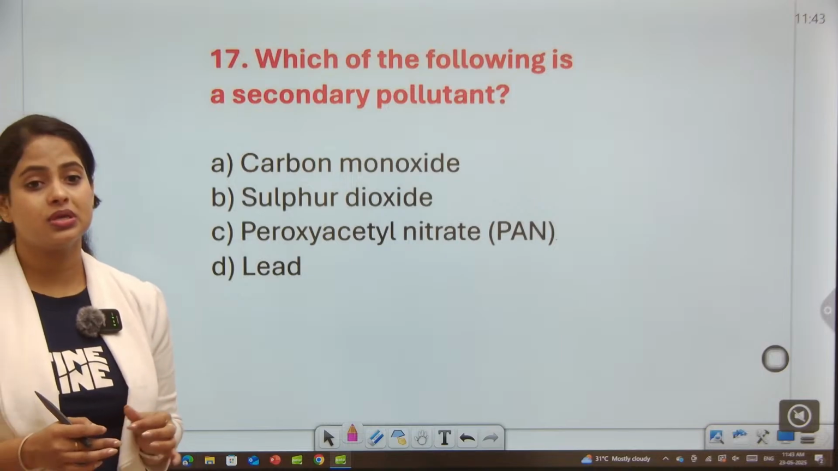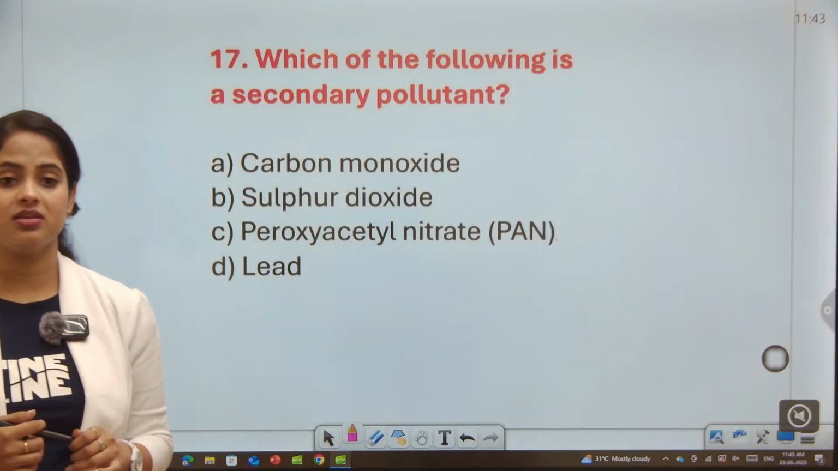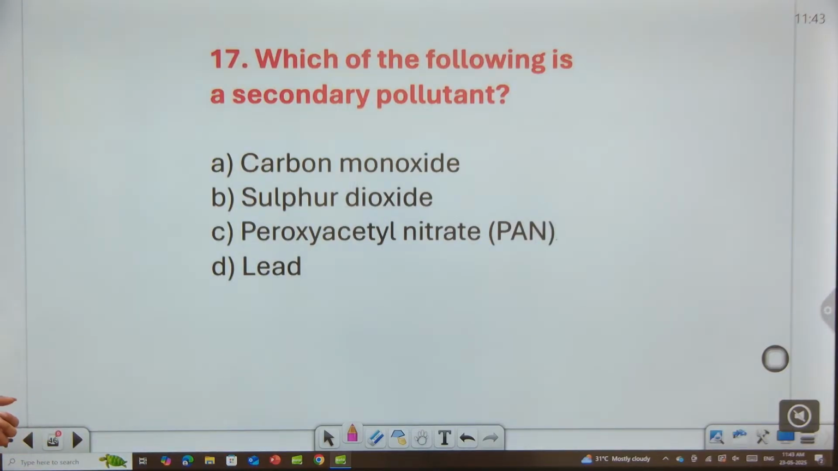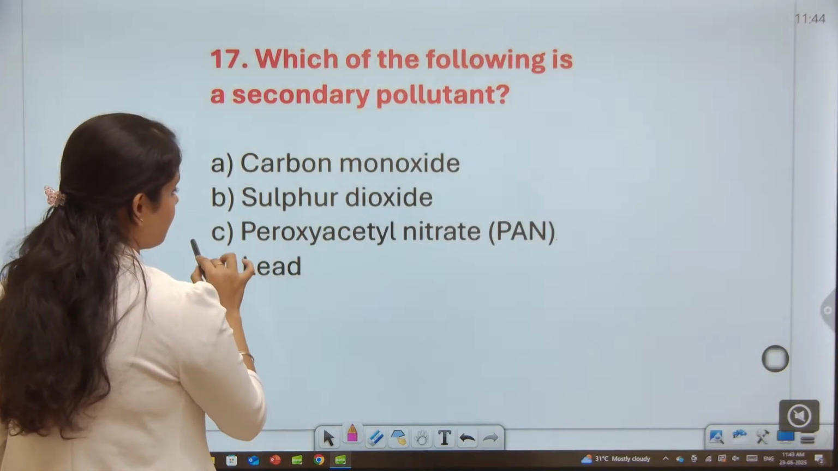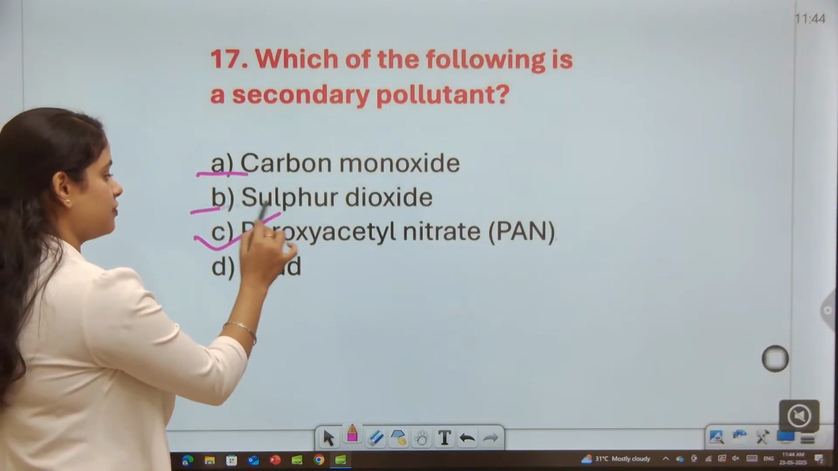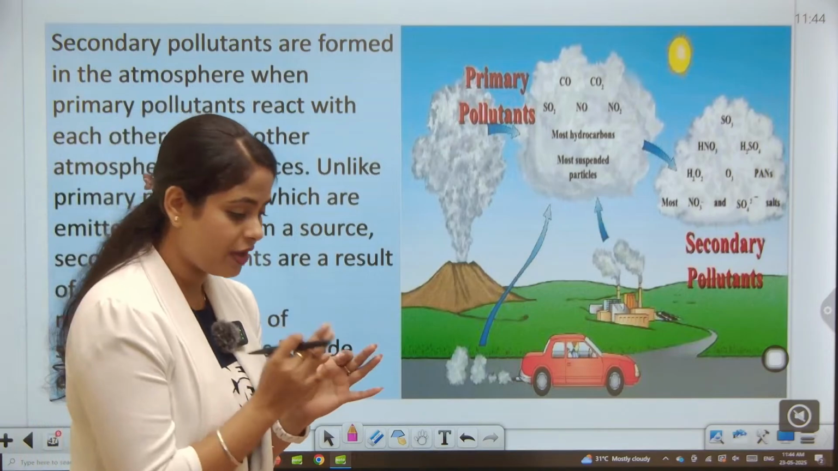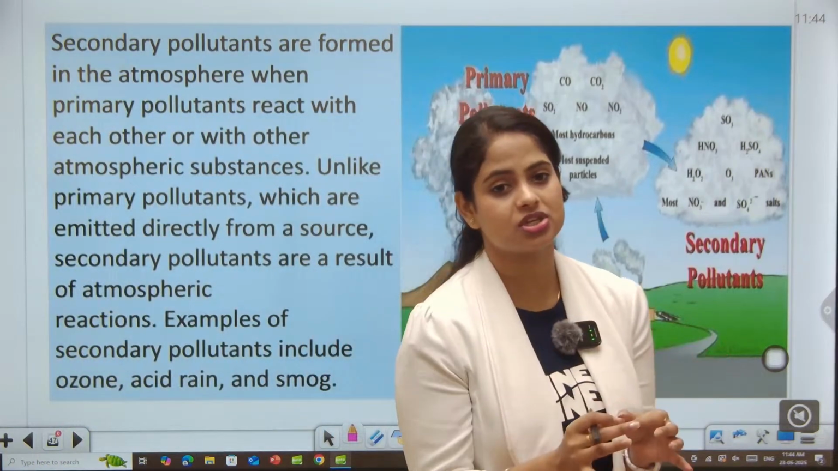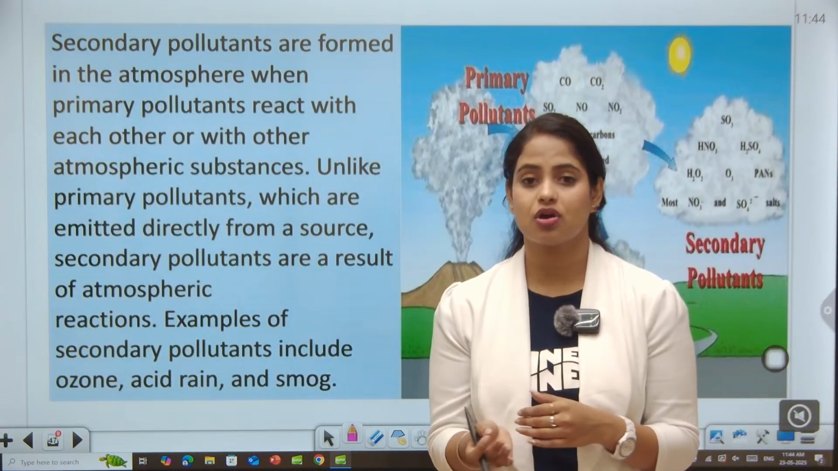Which of the following is a secondary pollutant? Carbon monoxide, sulfur dioxide, peroxyacetyl nitrate or lead? That is the PAN. Clear? Yes, PAN is the secondary pollutant, but carbon monoxide, sulfur dioxide, lead are the primary ones. So see, secondary pollutants are formed in the atmosphere when primary pollutants react with each other or with other atmospheric substances.